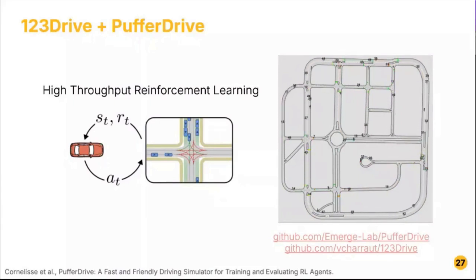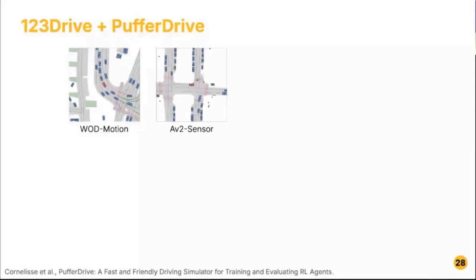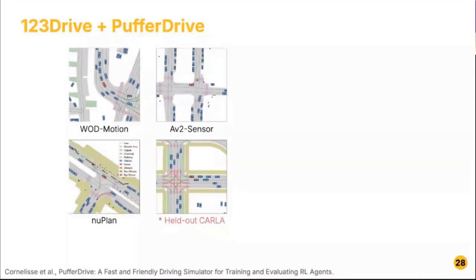And what we did now is we wrote a wrapper from 123D to PufferDrive, which means not only do you have access to Waymo, which PufferDrive was originally built for, but you can take any of the data sets in 123D and load them up in PufferDrive.